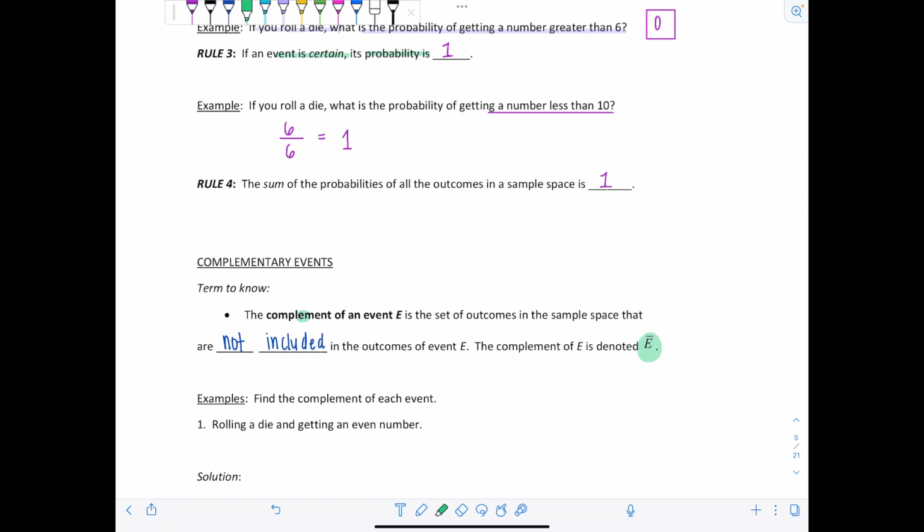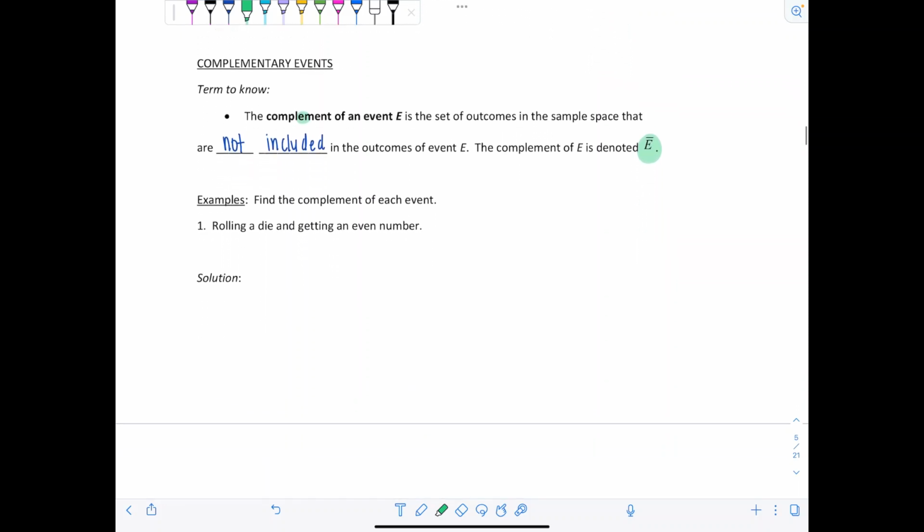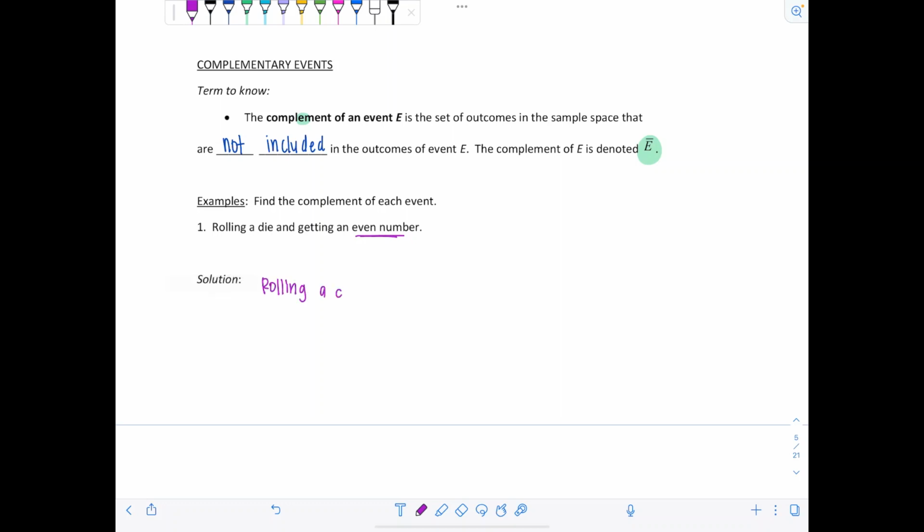So let's look at some examples just so we get an idea what an event is and what its complement would represent, okay? So find the complement of each event. First one is rolling a die and getting an even number. What would be the complement of that event? It's almost like the opposite, but I don't want to use that word because that's not precise enough, but just think not this thing happening. So what's equivalent to not getting an even number? Getting an odd number. So the complement would be rolling a die and getting an odd number.